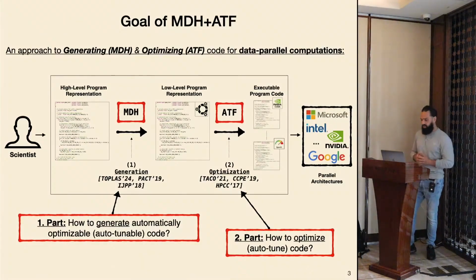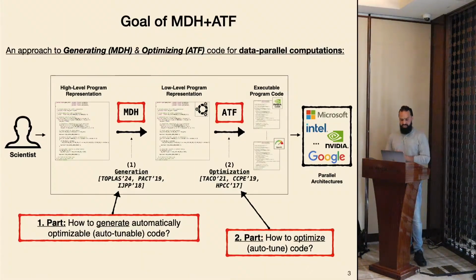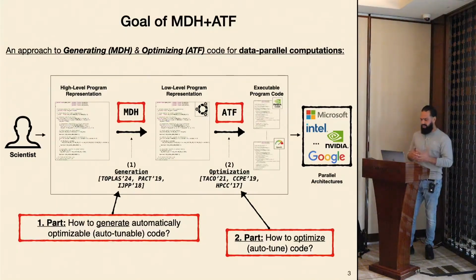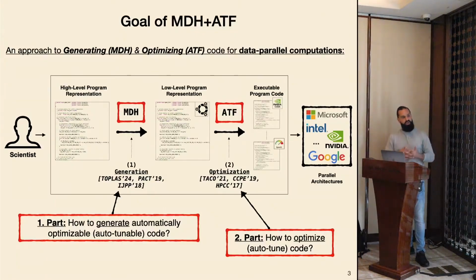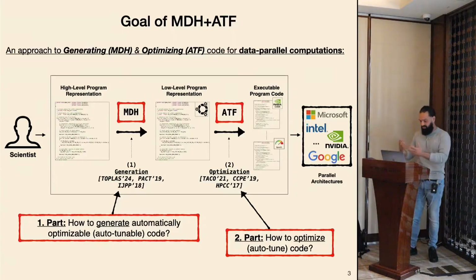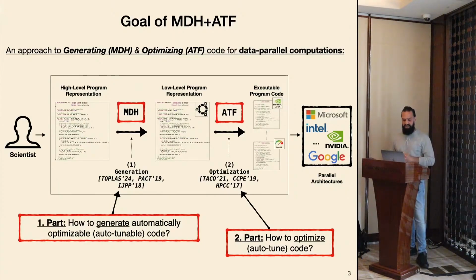So ATF is mainly about techniques from automatic program optimization, numerical search techniques: how can we represent search spaces efficiently, and how can we explore these spaces. While the MDH part of our research is more about programming languages stuff, so formal semantics, domain-specific languages, search space specifications, or how a search space needs to look like rather than how it is expressed, which is part of ATF. So that's how you can think about these two projects here.